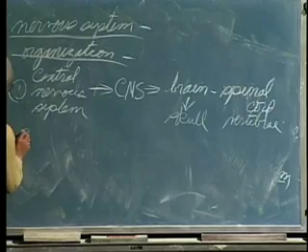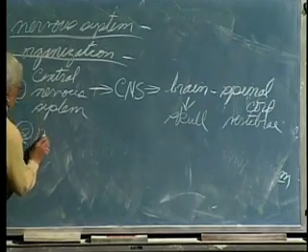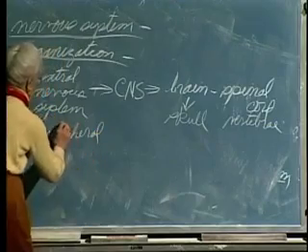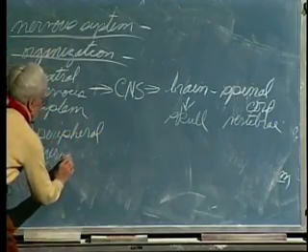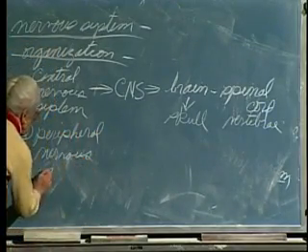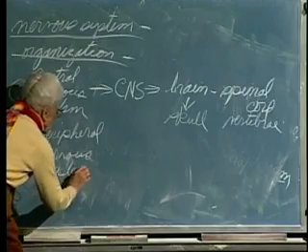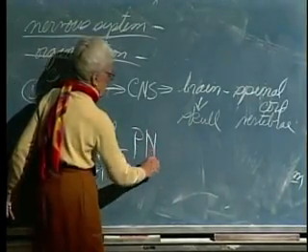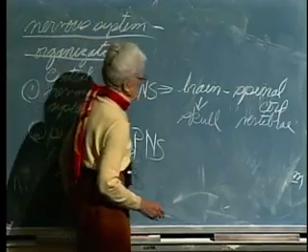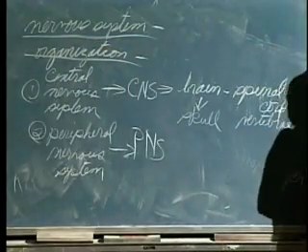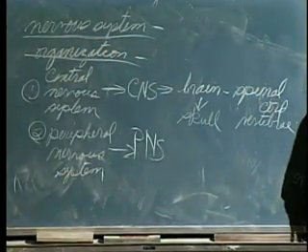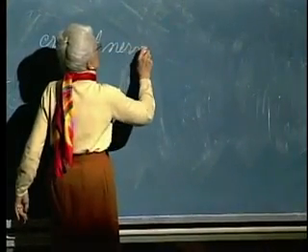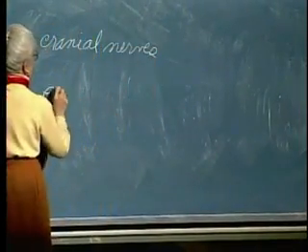Then we have the peripheral nervous system. This is the PNS. What does the PNS consist of? It consists of cranial and spinal nerves. Cranial nerves, spinal nerves.